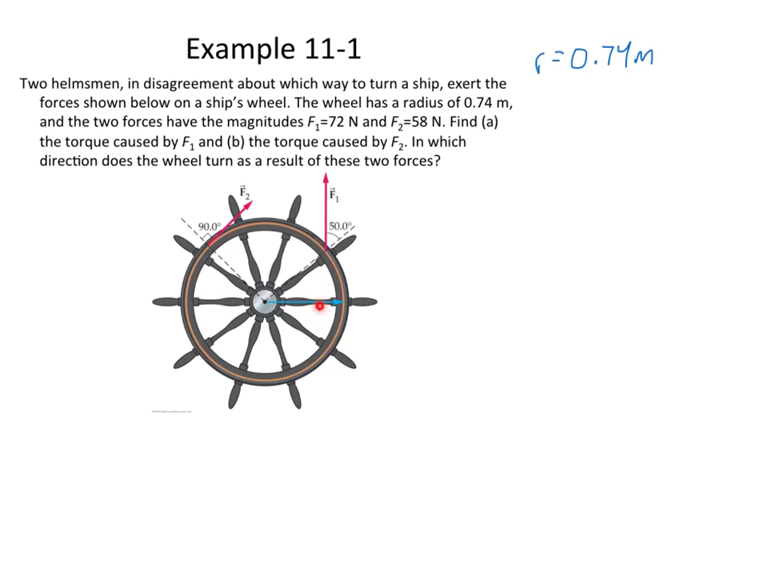So our force from helmsman 1 is 72 newtons. So F1 equals 72 newtons, and you'll notice that it is being applied in the counterclockwise direction. Force 2, the other helmsman, is 58 newtons. Okay, and that's going to be applying a torque in the clockwise direction. So they're obviously opposing each other, and force 2 is going to be creating a negative torque.